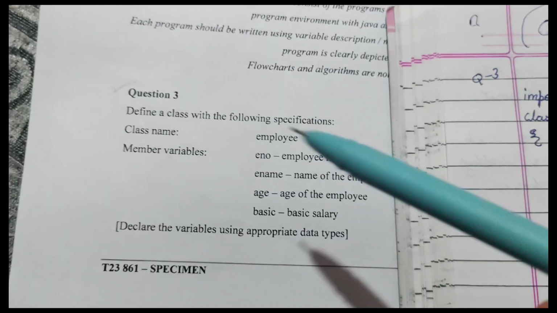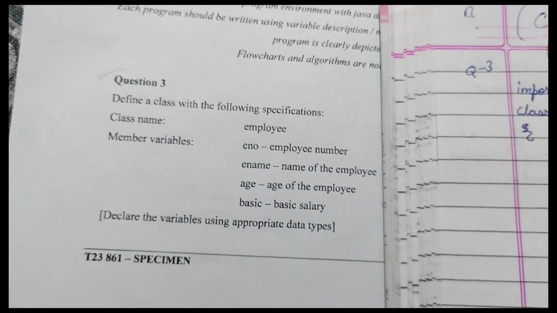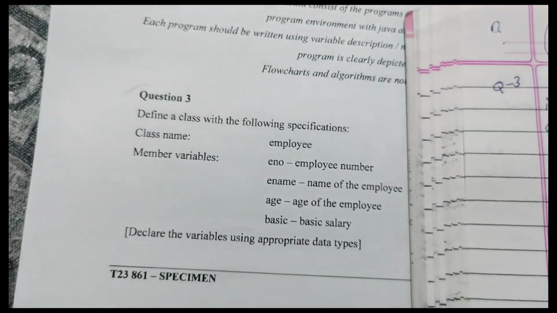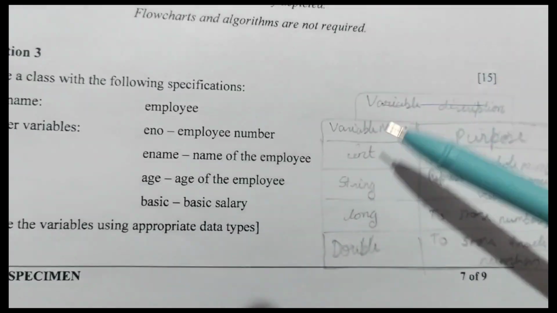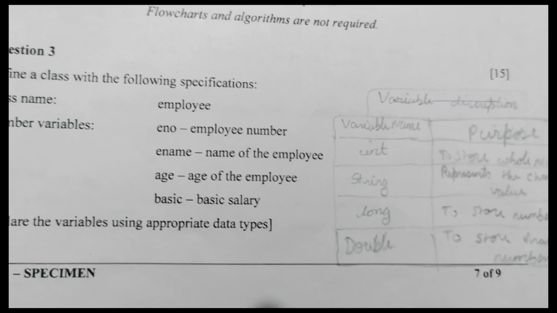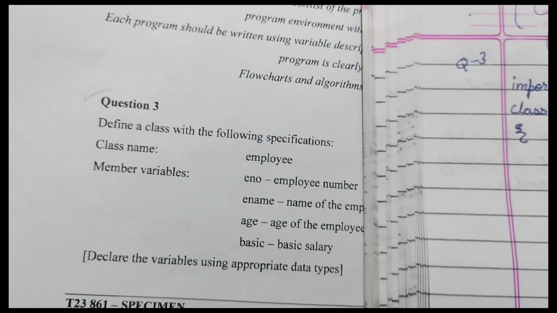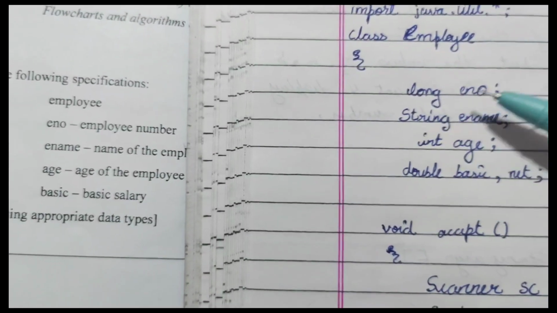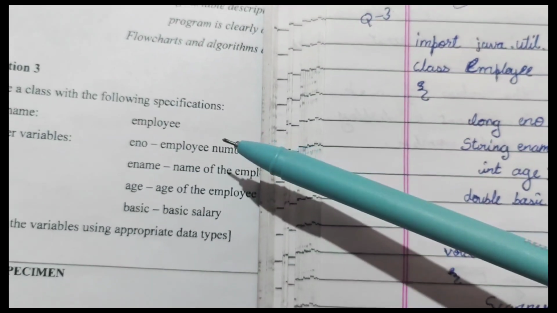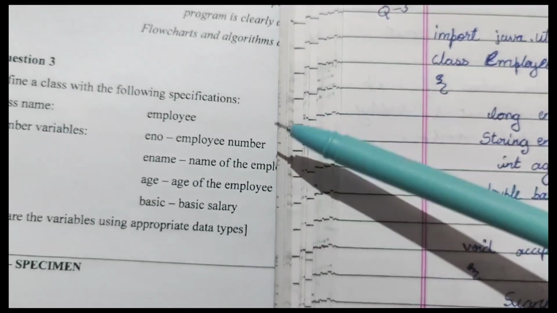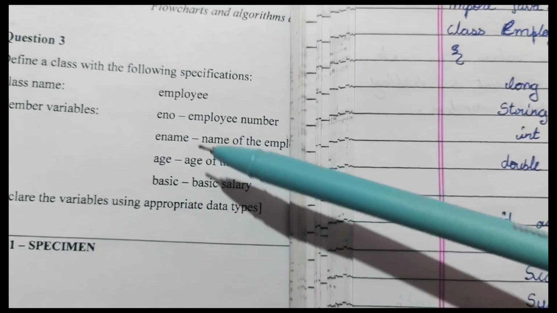The next, they have member methods. I have told you which variables to declare and how. Here int, I have told you, so I am not repeating it. Here long, ENO. Okay, because it is a number. To store a number we use long. Then string.